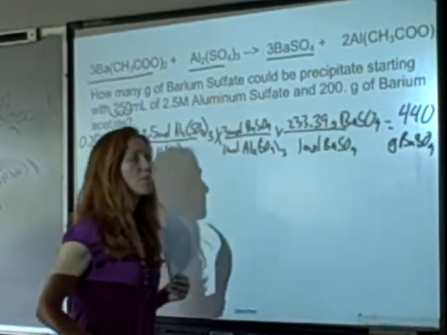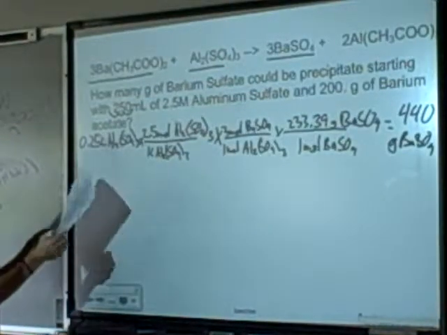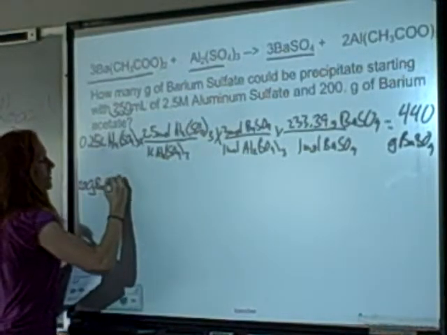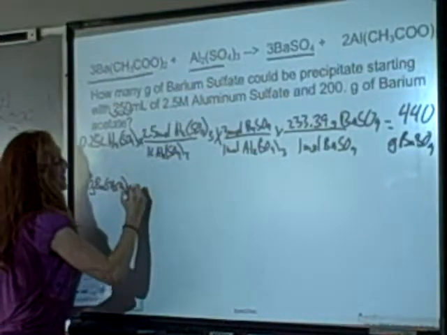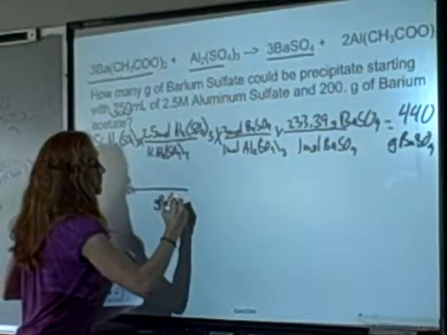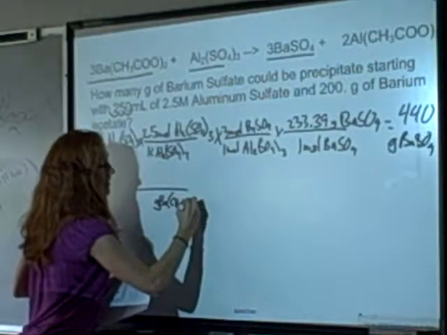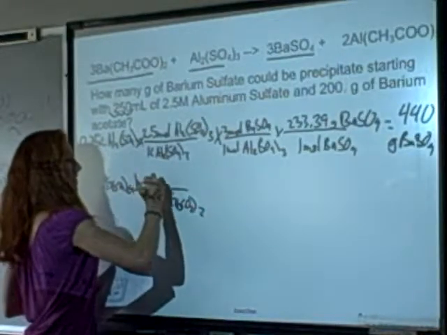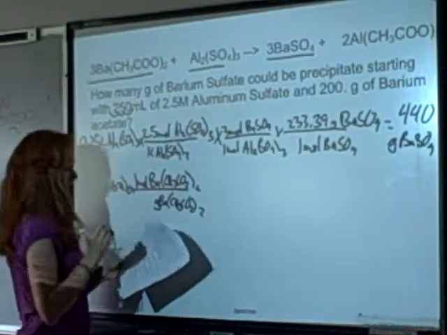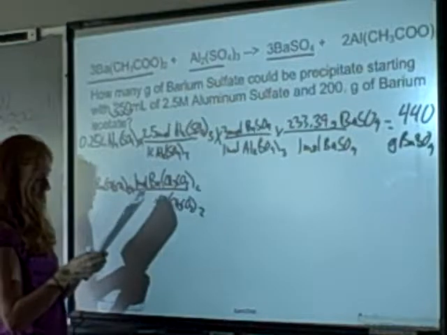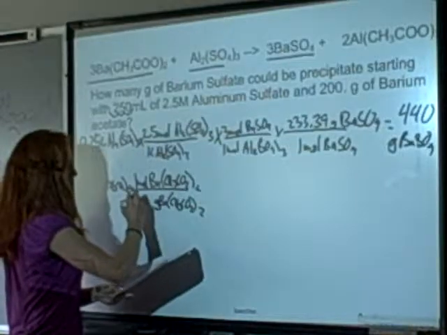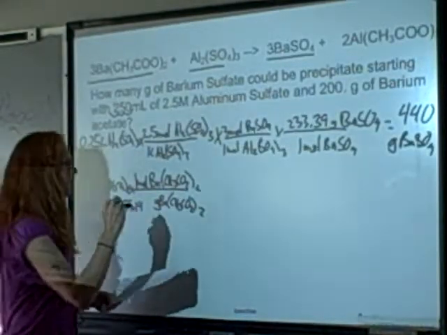Let's see how much barium sulfate we make starting with the barium acetate. So I have 200 grams of barium acetate, and I'm going to see how many moles that is by relating my grams of barium acetate to moles of barium acetate. And that is, let's see, 255.14 grams of barium acetate for every 1 mole of barium acetate.